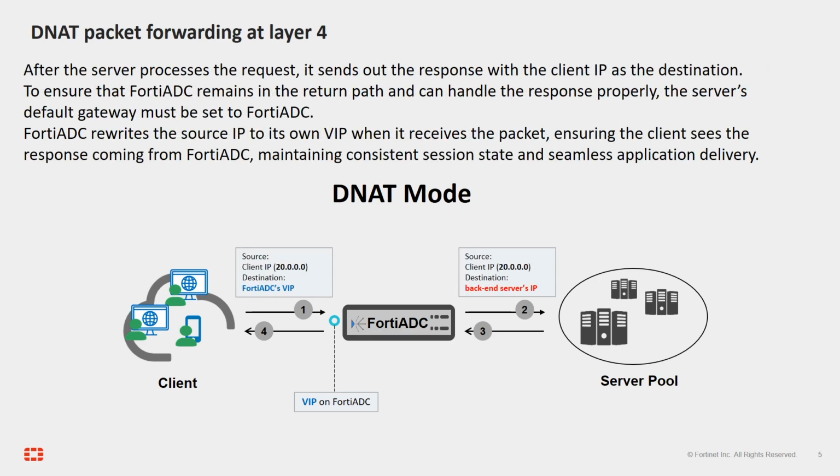After the server processes the request, it sends out the response with the client IP as the destination. To ensure that FortiADC remains in the return path and can handle the response properly, the server's default gateway must be set to FortiADC. FortiADC rewrites the source IP to its own VIP when it receives the packet, ensuring the client sees the response coming from FortiADC, maintaining consistent session state and seamless application delivery.